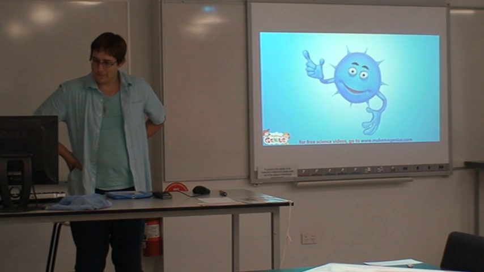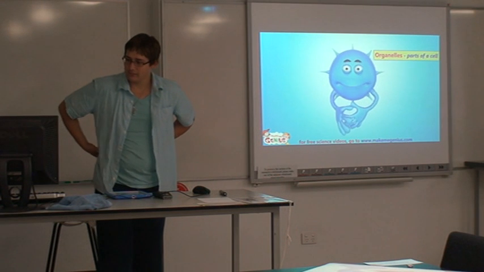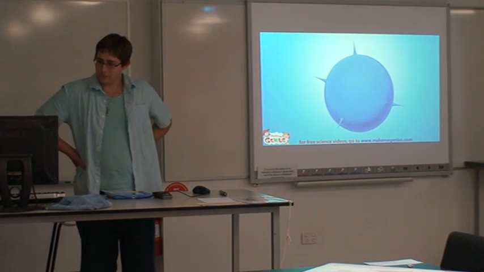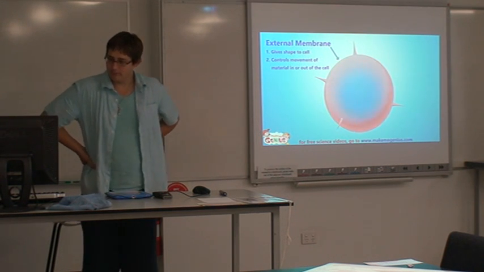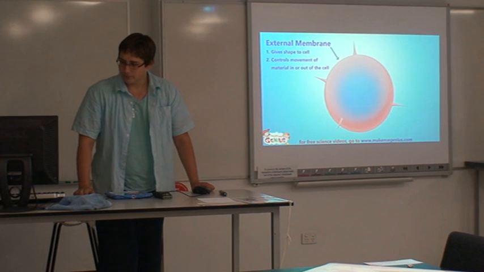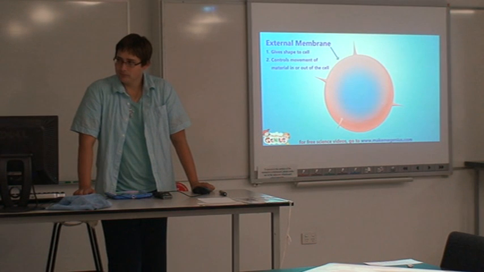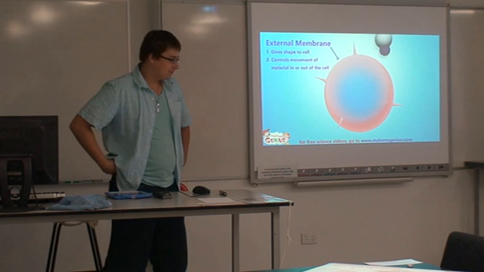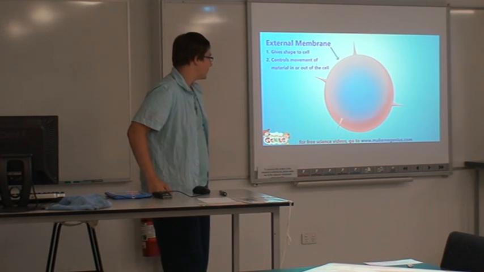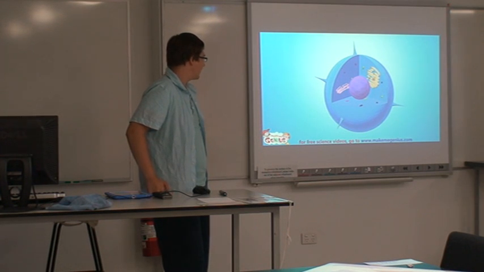Now let me tell you about my internal parts. My parts are called organelles. Let's go inside my body. Each cell is surrounded by an external membrane which gives shape to the cell. This membrane allows certain substances to pass through it, thus controlling movement of material in and out of the cell. Oxygen and nutrients can pass in, and carbon dioxide and other waste material can come out of the outer membrane. The cell is filled with a jelly-like substance called cytoplasm. All organelles float in cytoplasm.